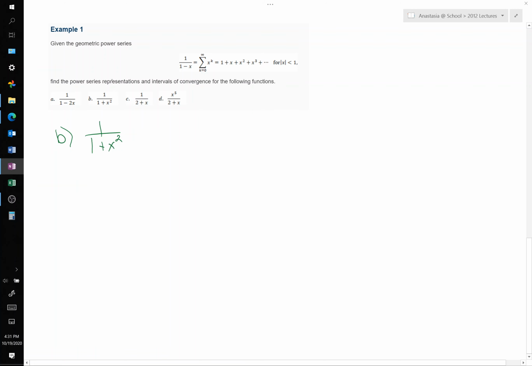So again, like we did in part A, we need to take our function and relate it to the function that we've been given, because pretty much whatever we do to the function to get a new function, we're going to do the same thing to the series. So the thing to notice here is that we can write 1 over 1 plus x squared as 1 over 1 minus a negative x squared. So we've essentially substituted in negative x squared for x in the function. So we're going to do the same thing in the power series.